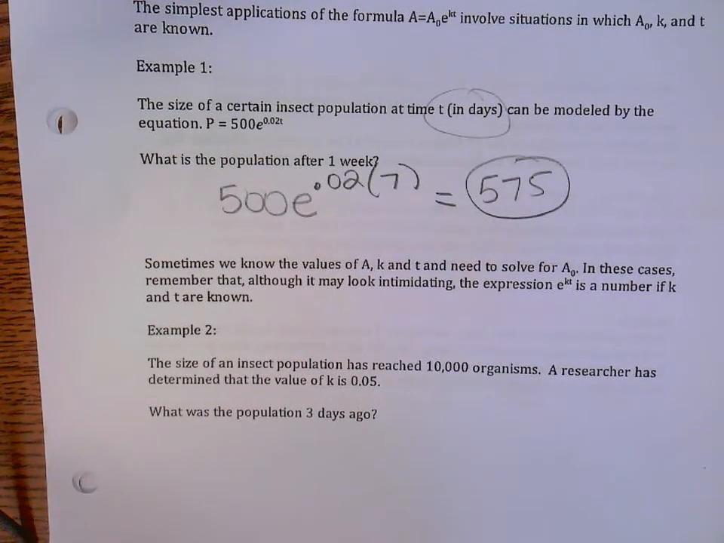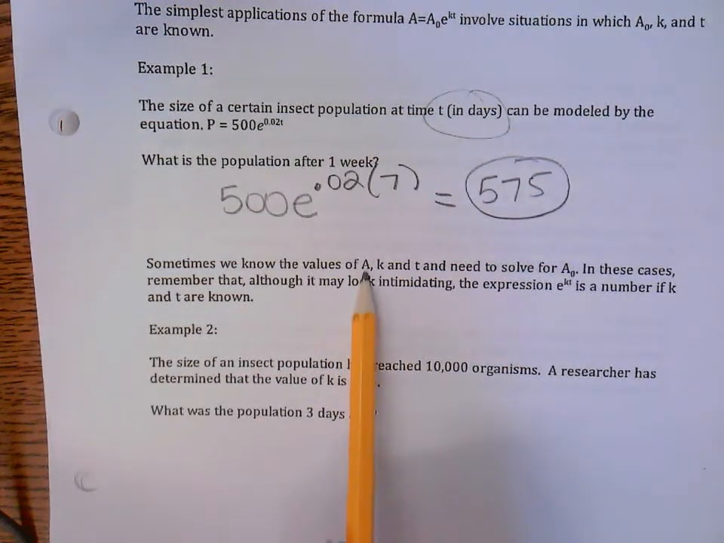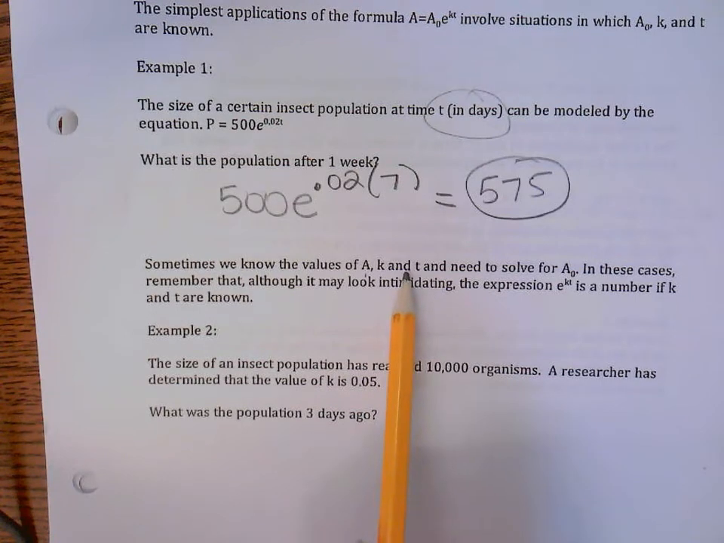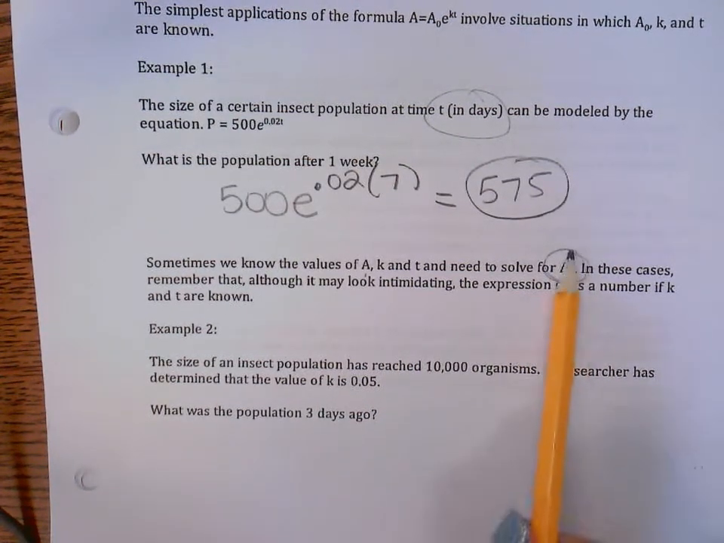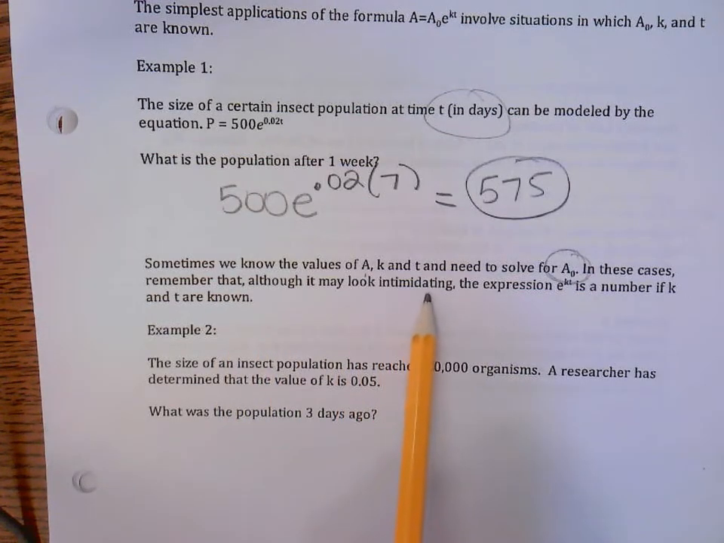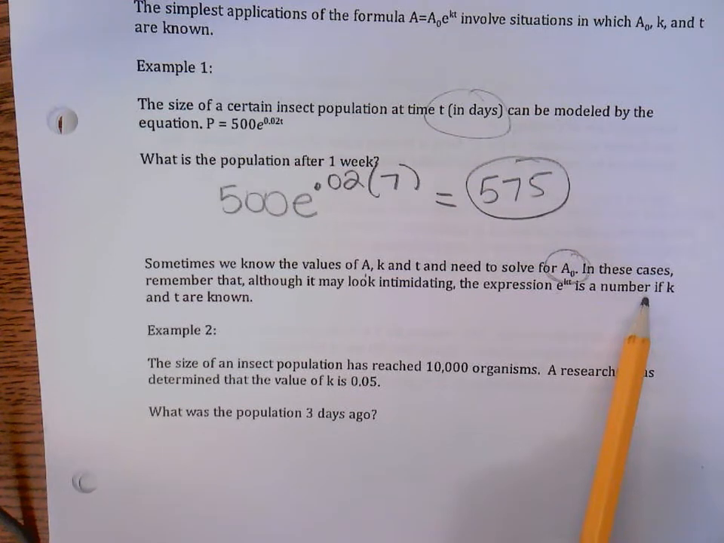All right, and then this next one, sometimes we know the current population, so A is our current amount. We know K and T, but we want to go back in time and figure out what A sub 0 was. So it may look intimidating, but e^(kt) is just a number, right, if you know K. So just like with compound interest, we did this, like, how much do I have to invest now to have $100,000 at the end of 3 years?